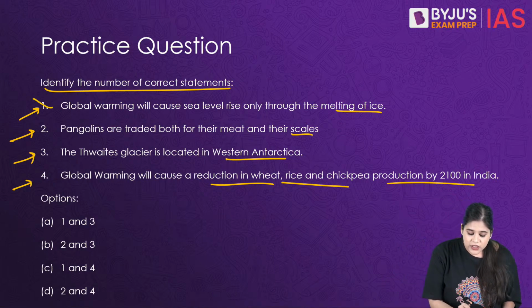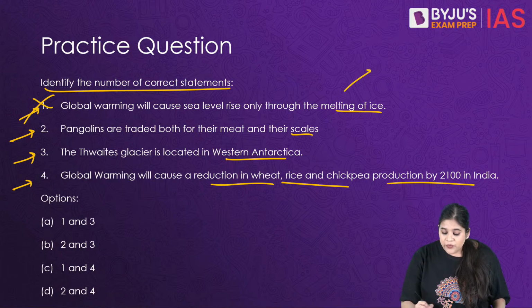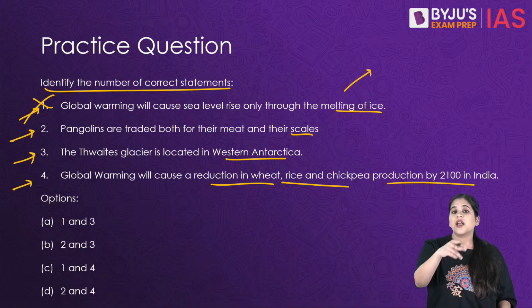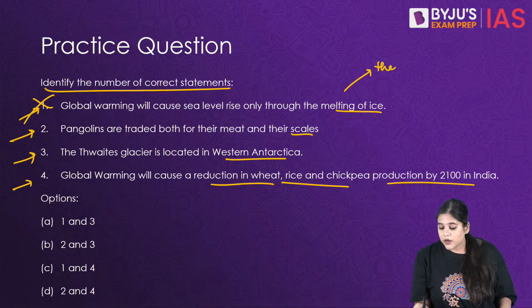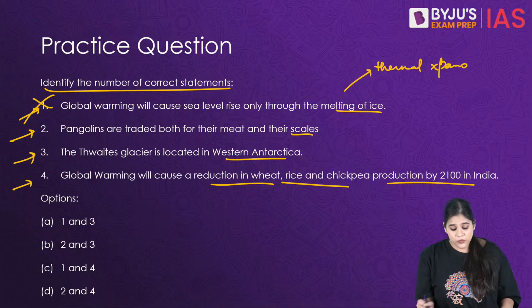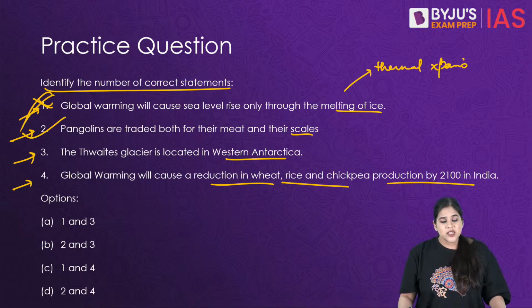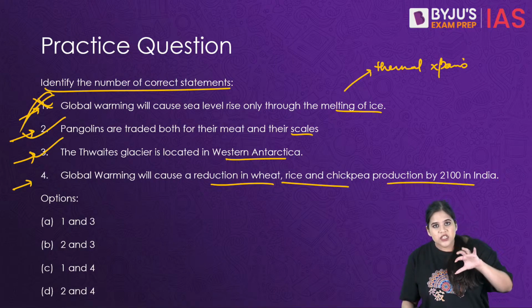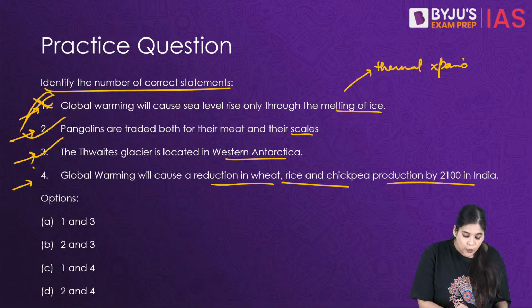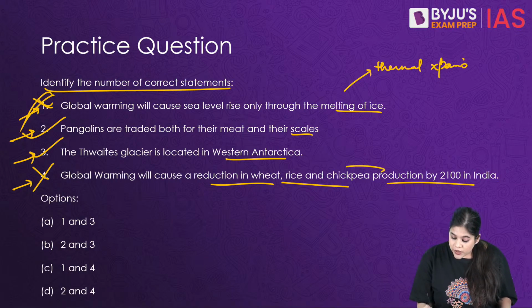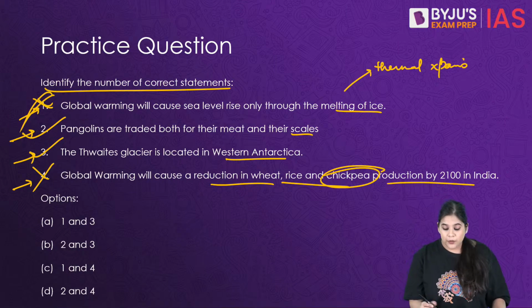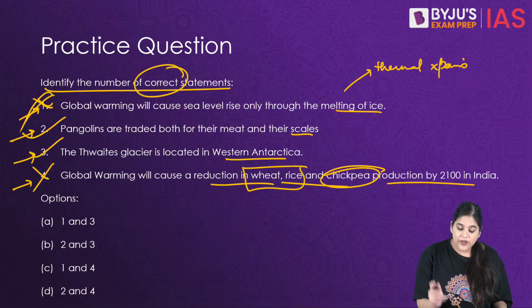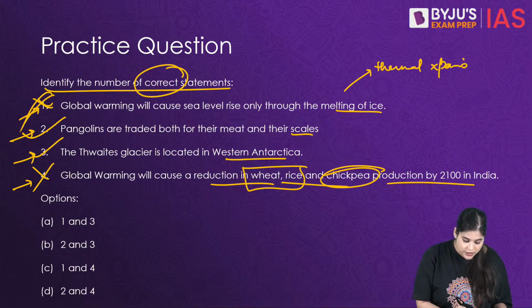Okay, so this is a wrong statement because we know that 50% of the global sea level rise is due to melting of ice, but the other 50% is due to what? Thermal expansion. So this is wrong. This is correct. Yes, pangolins are traded for both the things. This is also correct. It is in the western part of Antarctica. However, this is wrong. It will not reduce the production of chickpea. It will reduce production of wheat and rice. So what is our correct answer? We have to identify the correct statements, right? So our correct answer is B.